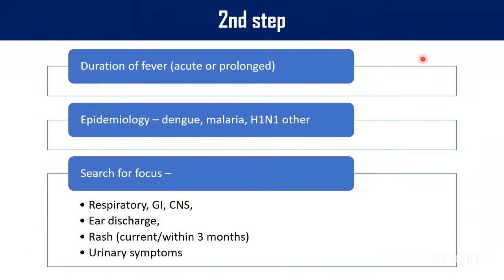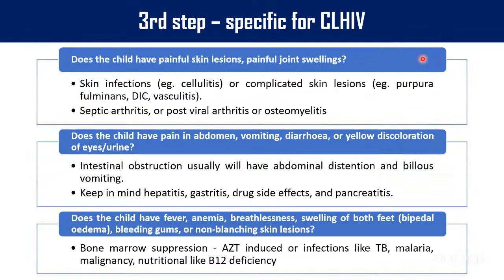The second step is, as I said, duration of fever, epidemiology, search for the focus: respiratory, GI focus, CNS, ear discharge, any rash, any urinary symptom. So look for the focus. Does the child have painful skin lesions or a painful joint swelling? So skin infection, cellulitis, septic arthritis. Any pain in the abdomen or vomiting, diarrhea, yellow jaundice or something like that. So intestinal obstruction, intussusception in a young child, dysentery.